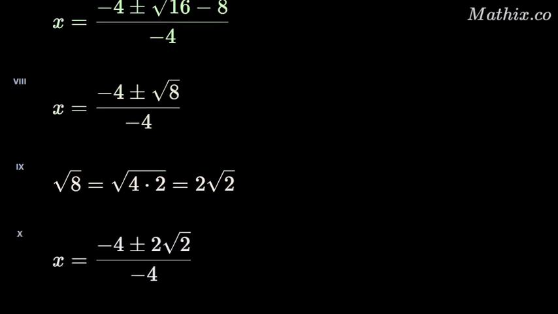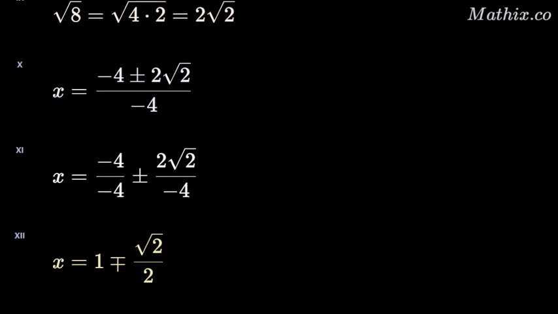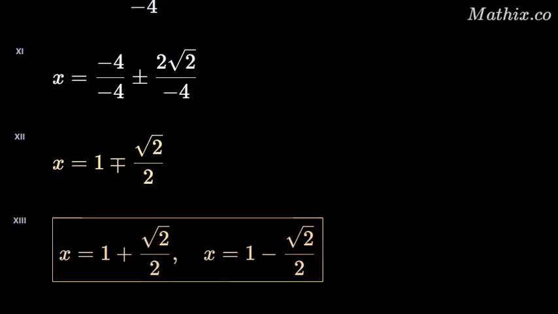Substituting back, x equals negative 4 plus or minus 2 times the square root of 2, all divided by negative 4. Separating the fraction, x equals negative 4 divided by negative 4 plus or minus 2 times the square root of 2 divided by negative 4. This simplifies to x equals 1 minus or plus the square root of 2 divided by 2. Therefore, the zeros of the function are x equals 1 plus the square root of 2 divided by 2, and x equals 1 minus the square root of 2 divided by 2.